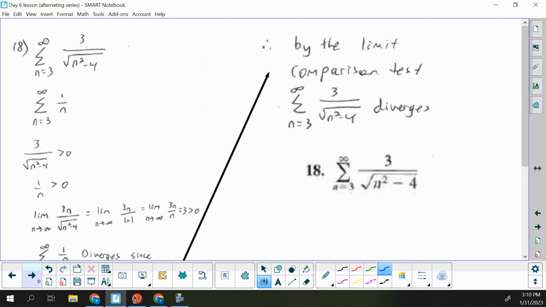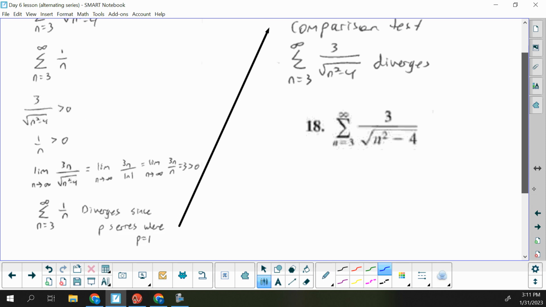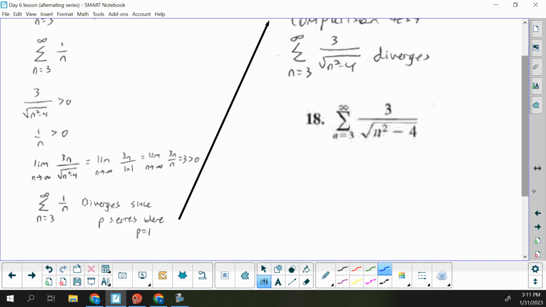Going over to 18, a square root of an n squared is essentially going to end up as an n to the first, so we want to compare with the series of 1 over n. 1 over n is either harmonic, you can think of it as, or a p series where p is equal to 1, so therefore that diverges.